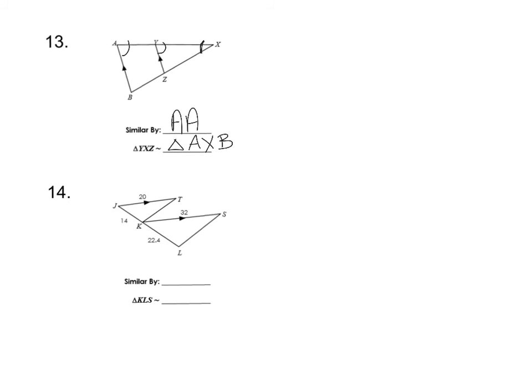All right, number 14. Again, we have our parallel sides cut by a transversal. Remember, I highlight my sides so that this right here, touching both blue, those are congruent. So we have our angle. So it looks like this one could be side angle side, but we need to check the sides. So 20, what's this 20 going to match up with? 32. Does that equal 14 over 22.4?